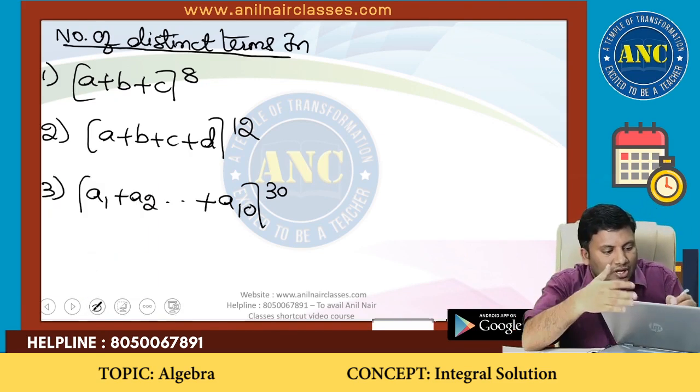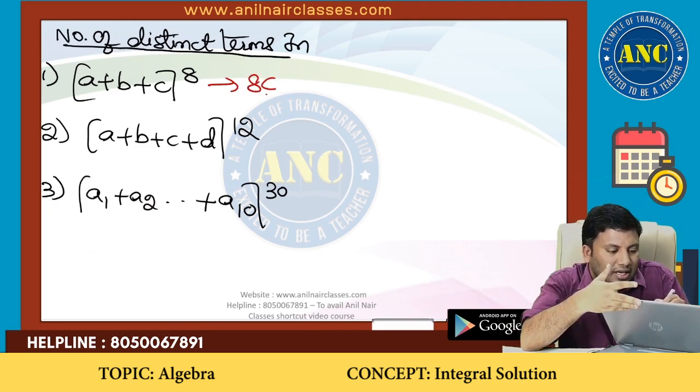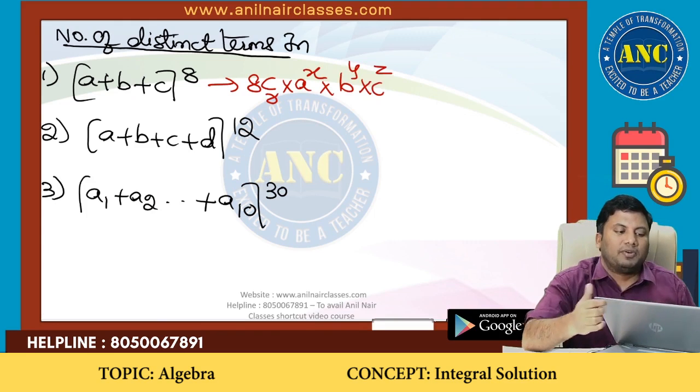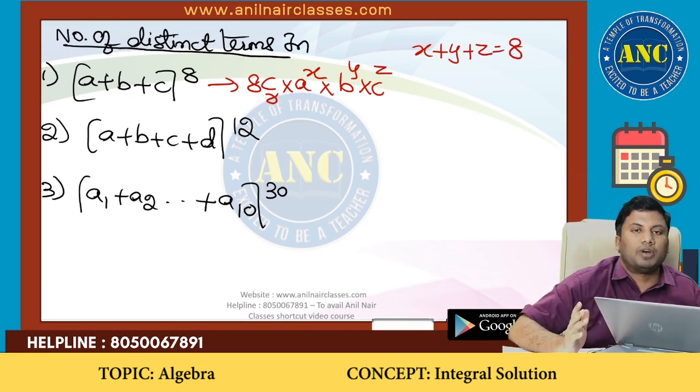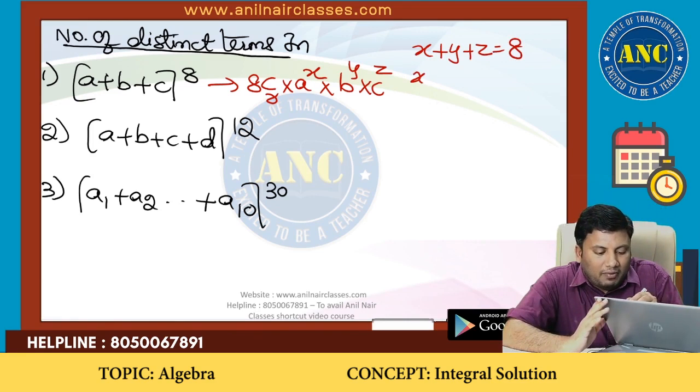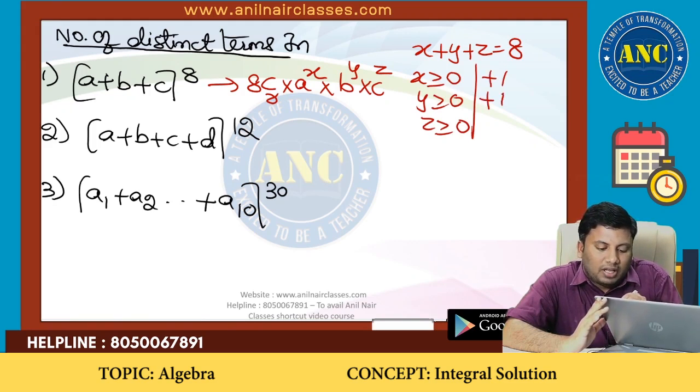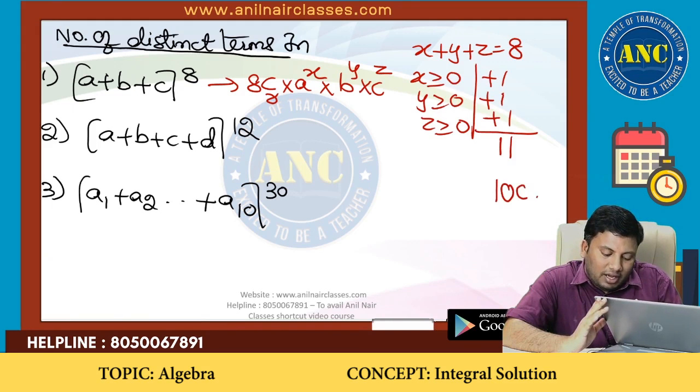It is easy. The general term is given by 8CR into a power x into b power y into c power z. The sum of the powers should be equivalent to the power on the left hand side. x plus y plus z equivalent to 8. Power can start with 0: x0, y0, z0. Add 1, plus 1, plus 1, plus 1. 8 plus 3, 11. 11 means if 11 balls are kept in a line, there will be 10 gaps.